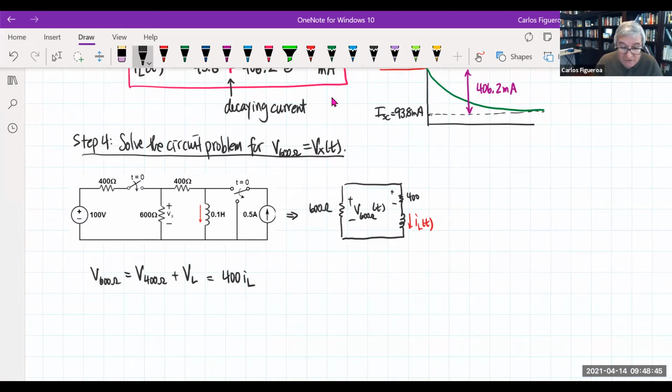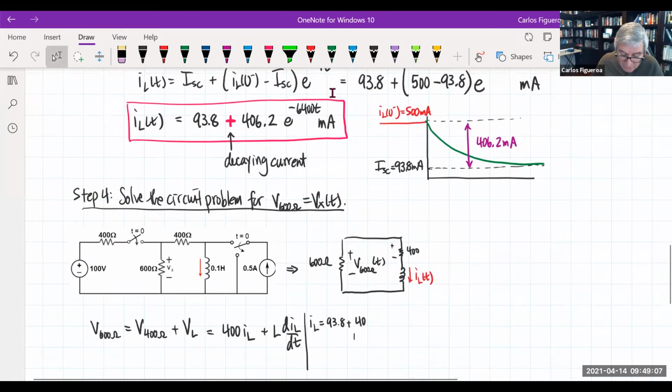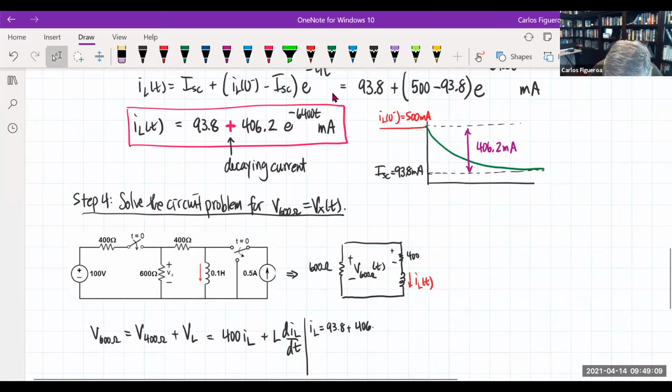But the voltage of the inductor, we already know, is given by what? The inductor equation, which is L times dIL/dt. So that means I got to use IL, which we saw already was 93.8 plus 406.2 e to the minus 6400 t. So I got to put that into that equation.